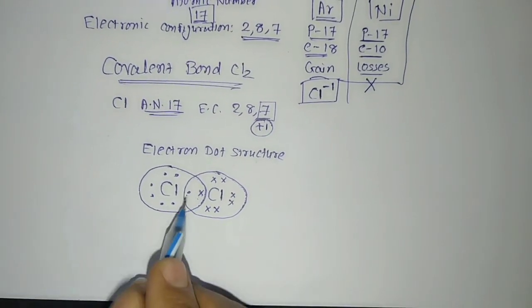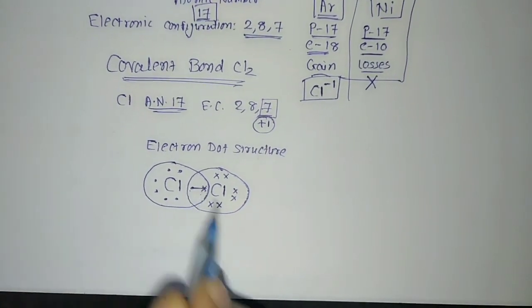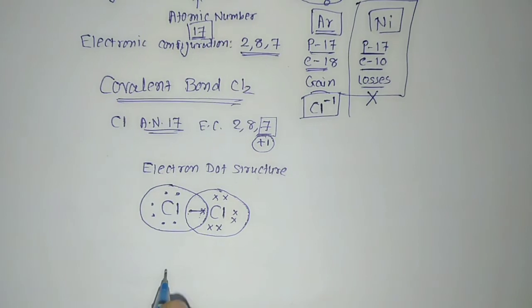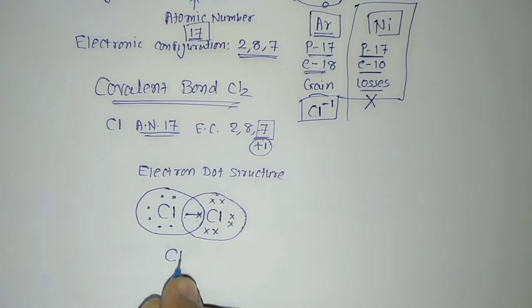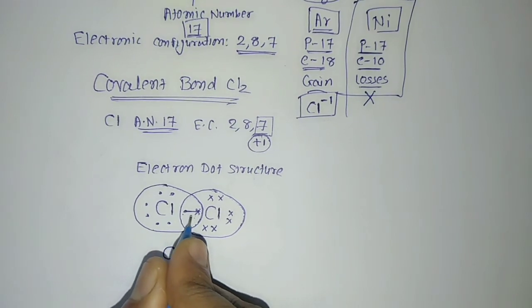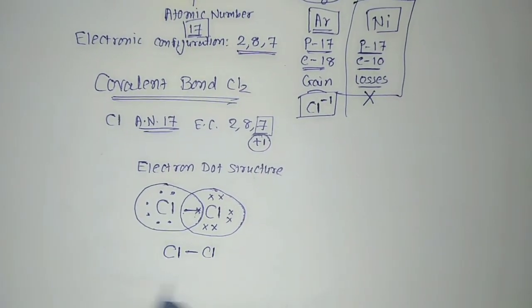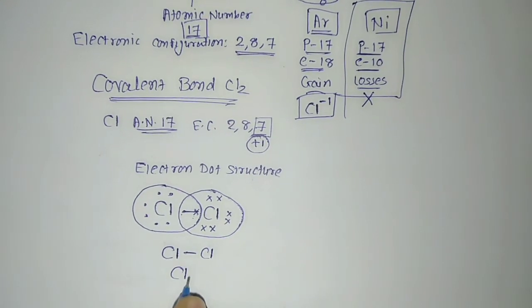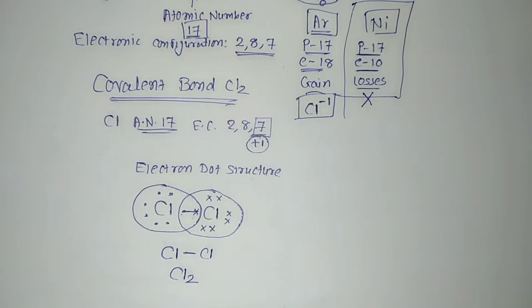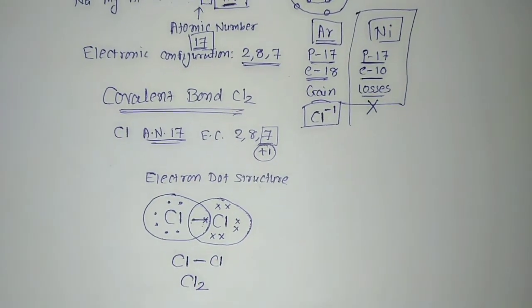So here chlorine has a single bond formed. So what would be its structure? We can write it like this. Chlorine, how many bonds form? How many electrons have they shared? 1, 1. So it is chlorine bond chlorine. This is how we can write it, Cl2. So this is how the covalent bond forms in the chlorine molecule. I hope you have understood.